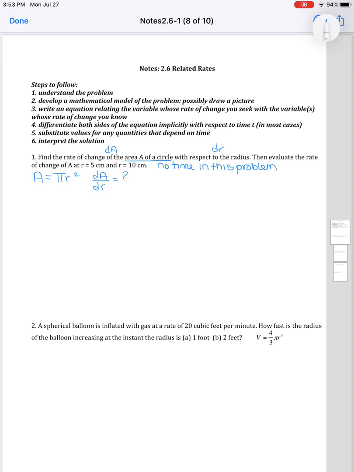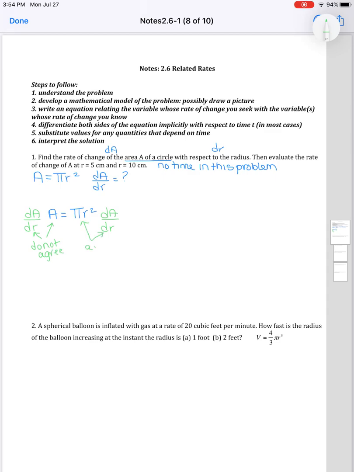Then we're going to evaluate the rate of change of A at r equal to 5 and r equal to 10. Okay, so the first thing we want to do, I know it said we're going to differentiate with respect to time. In this particular case, it's different just because there is no time component thrown in here. So there's no time in this problem because it's area with respect to the radius.